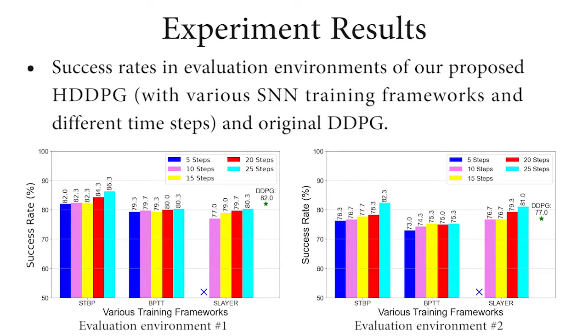For success rate, STBP can reach 4.3% higher than original DDPG in evaluation environment number 1 and 5.3% higher than original DDPG in evaluation environment number 2. Since evaluation environment number 2 is more complex, the success rate of STBP, BPTT, and original DDPG all drop, but the success rate of Slayer stays steady.